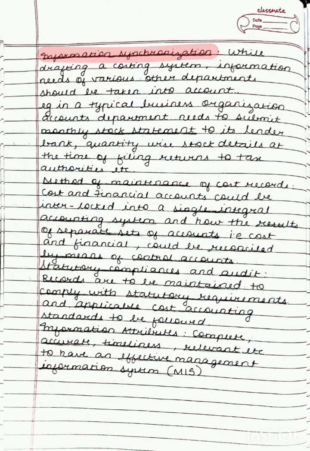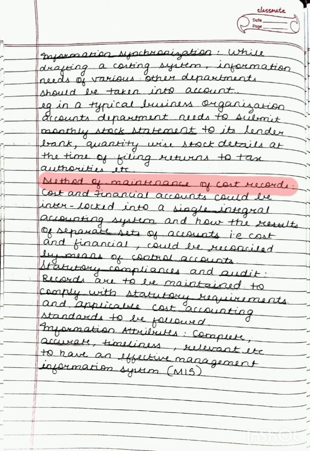Information synchronization. Establishment of a department or a system requires a substantial amount of organizational resources. While drafting a costing system, information needs of various other departments should be taken into account. For example, in a typical business organization, the accounts department needs to submit monthly stock statements to its lender bank, quantity-wise stock details at the time of filing returns to tax authorities, etc.